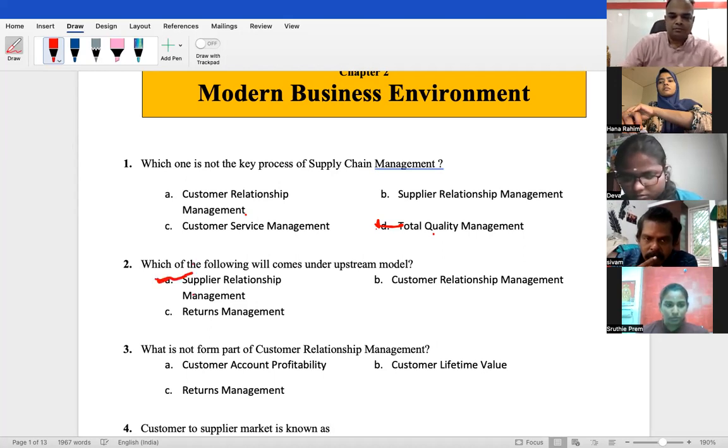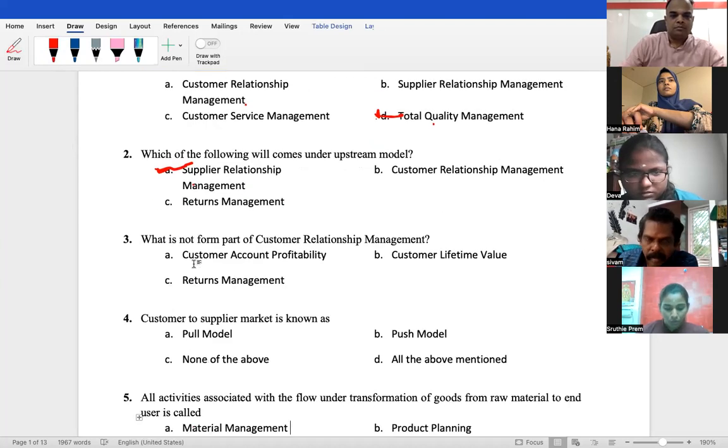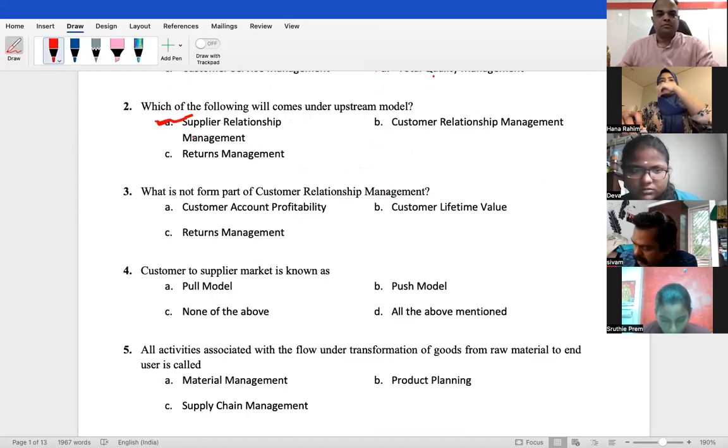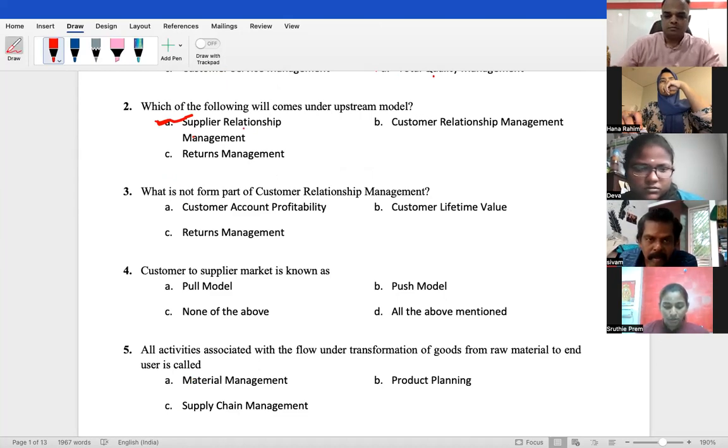Next. Which will not form part of customer relationship management? Option A, customer account profitability. Option B, customer lifetime value. Option C, returns management. Returns management does not form part of it. Always remember, be careful about the word not.